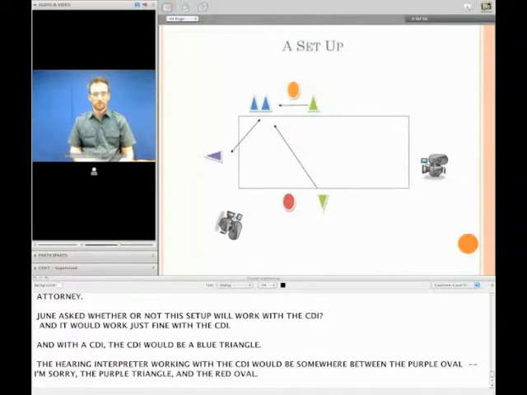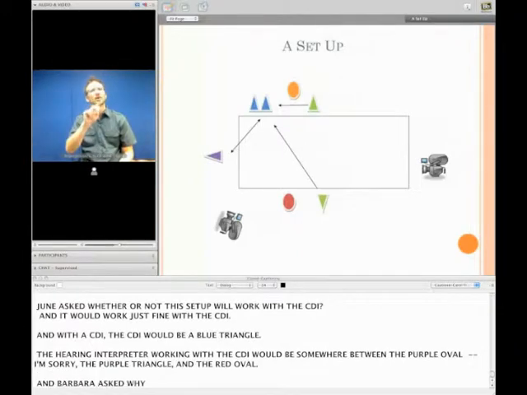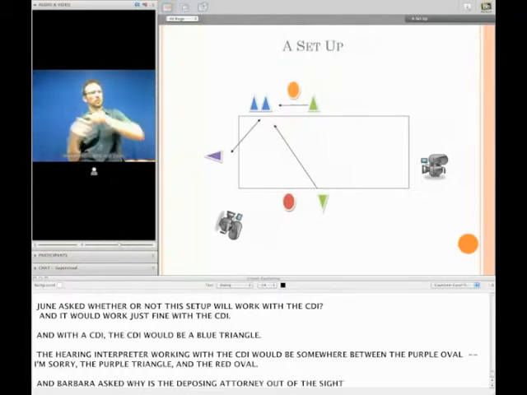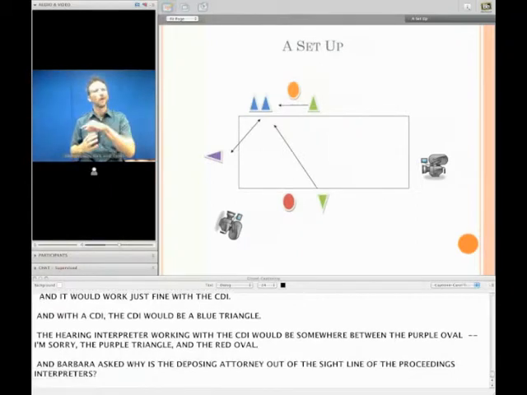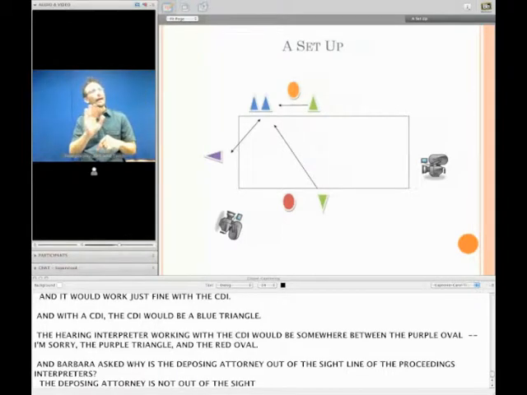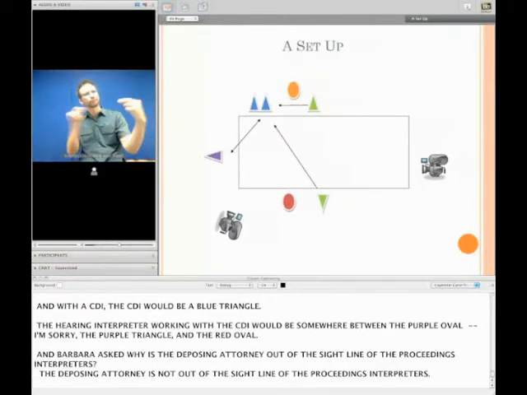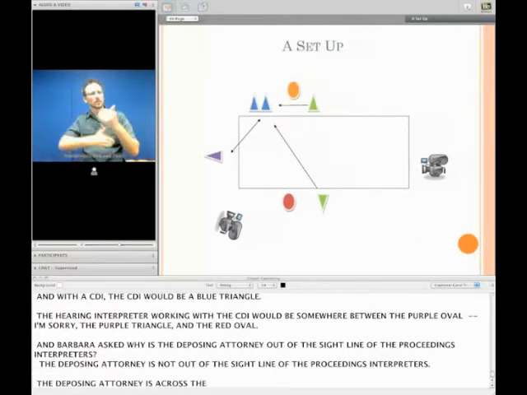And Barbara asked, why is the deposing attorney out of the sightline of the proceedings interpreters? The deposing attorney is not out of the sightline of the proceedings interpreters. The deposing attorney is across the table and directly in front of the proceedings interpreters.